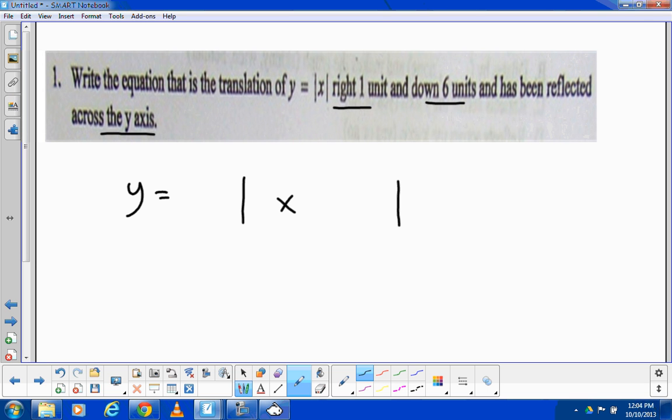Okay, so let's go right 1. That means we're going to say minus 1 on the inside because it's horizontal. Horizontal stuff's on the inside. Down 6, so we would subtract 6 on the outside for the vertical stuff. Now we'll have to think about this one a little bit. If I go across the y-axis, that's horizontal. So reflecting means we have negatives, and if I'm reflecting it horizontally, the negative goes on the inside there.